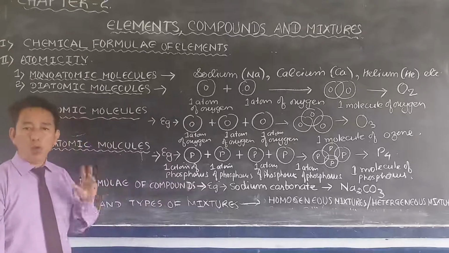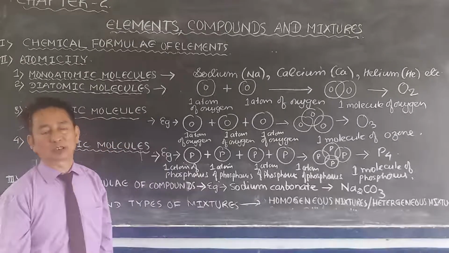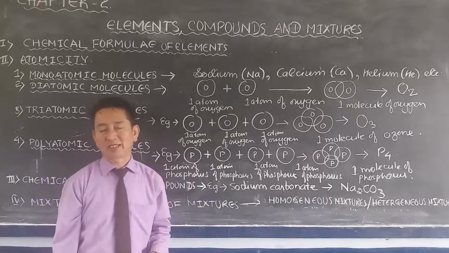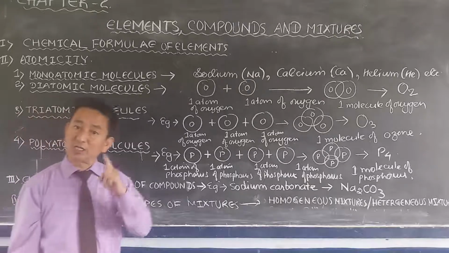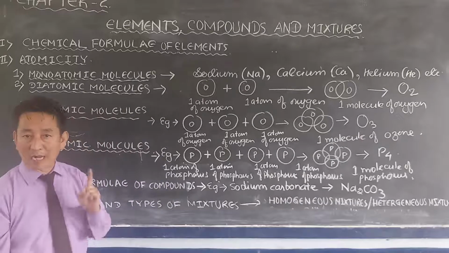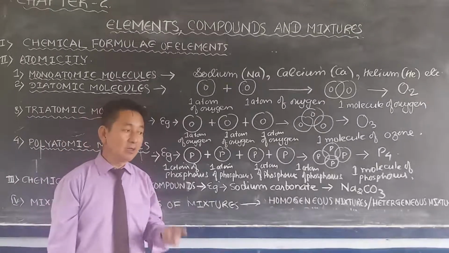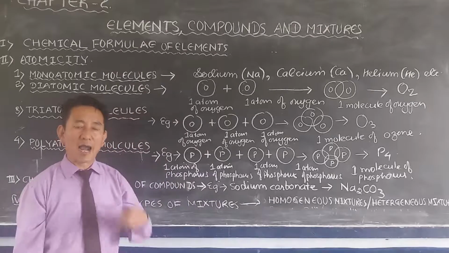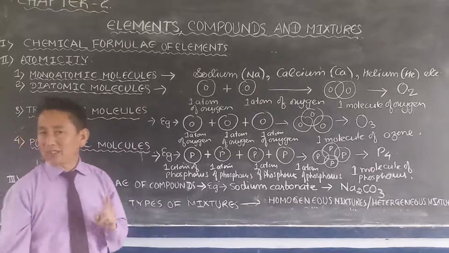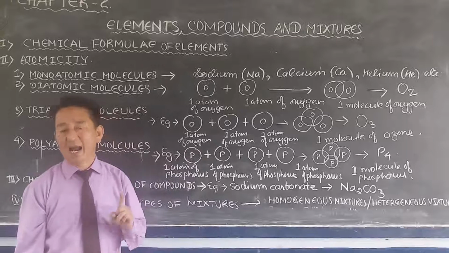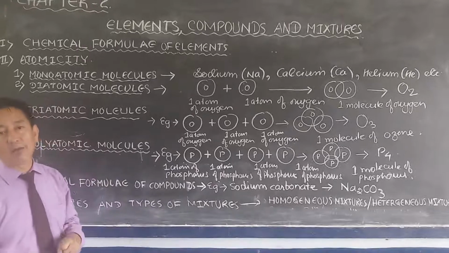As you know, O is the symbol for oxygen and it represents one atom of oxygen. But O2 is the chemical formula of oxygen, and that represents one molecule of oxygen. So here one molecule of oxygen is made up of two atoms of oxygen. Similarly, H is the symbol for hydrogen, but its chemical formula is H2, which represents one molecule of hydrogen. That means one molecule of hydrogen is made up of two atoms of hydrogen.